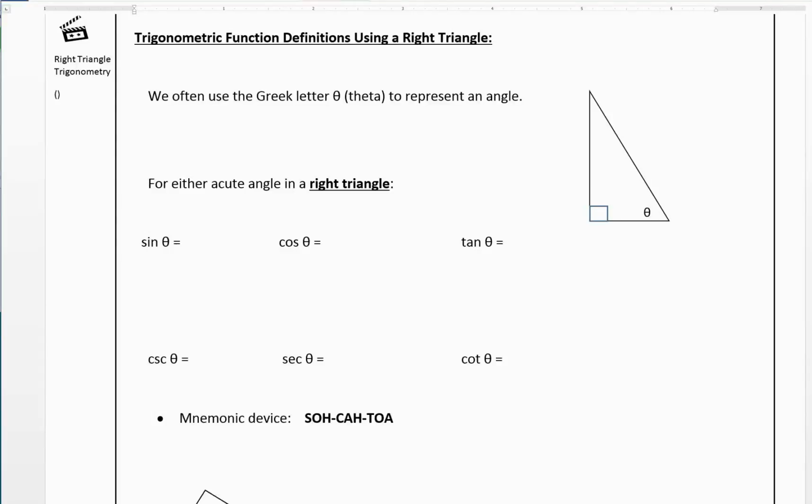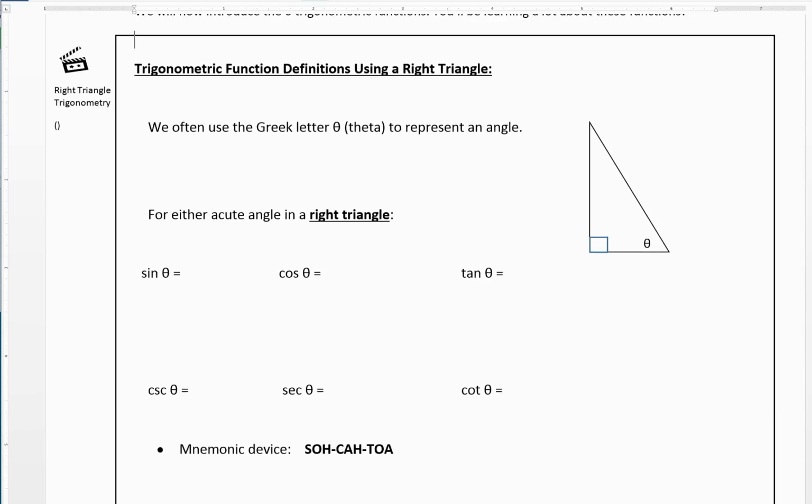Okay, now we're finally going to learn about the 6 trig functions. And so we're going to learn about sine, cosine, tangent, cosecant, secant, and cotangent. And we're actually going to get our definition from a right triangle, okay?